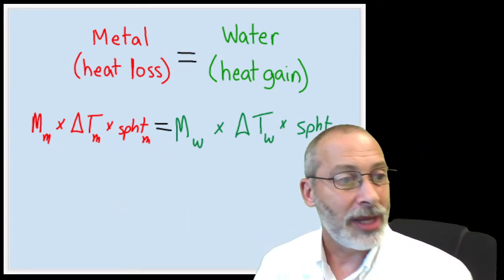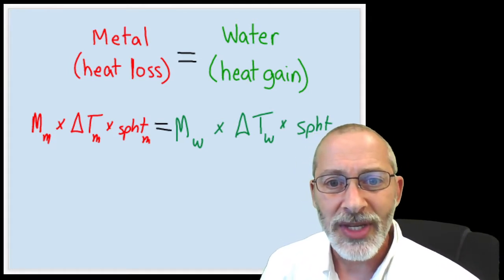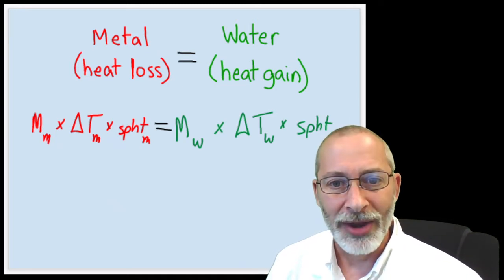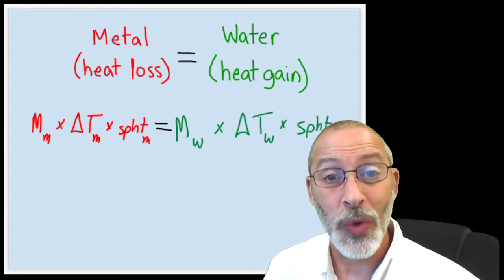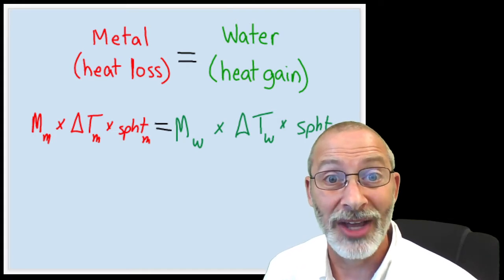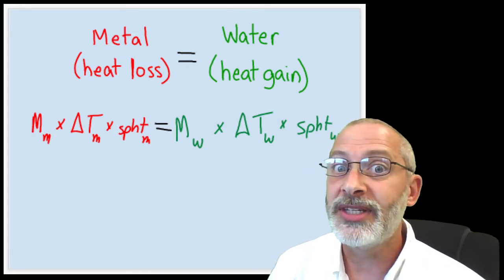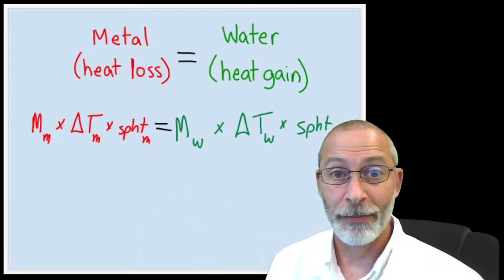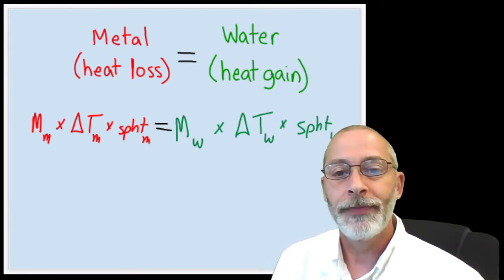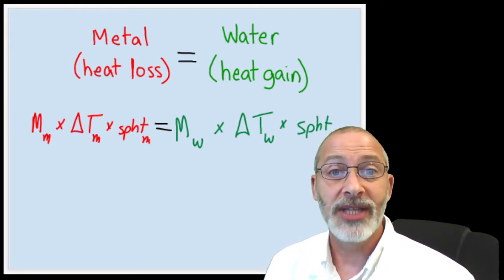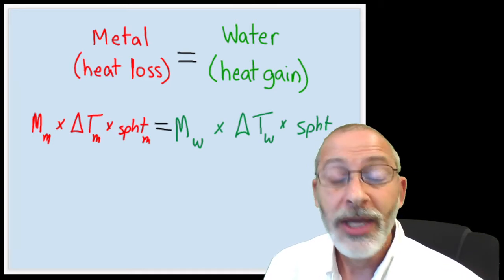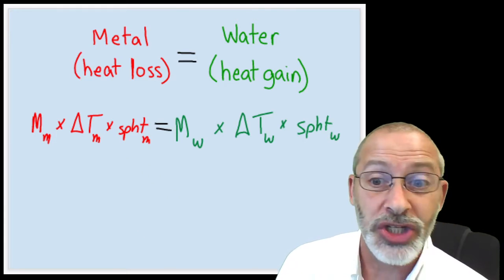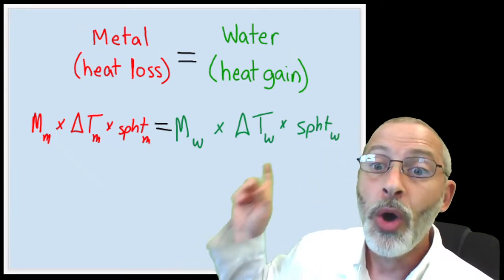So you might want to take a moment and think about this equation that I've developed here. The heat lost by the metal, we can substitute in the equation for heat, which is mass times delta T. And who remembers what delta T stands for? The difference in temperature, the temperature change. So mass times delta T times the specific heat of the metal will be equal to the mass times the delta T, or the change in temperature, times the specific heat of water.